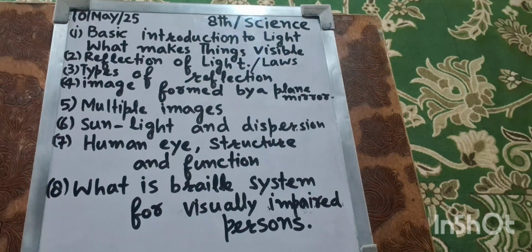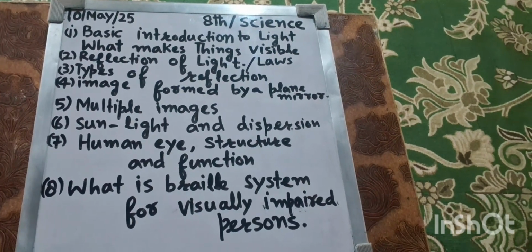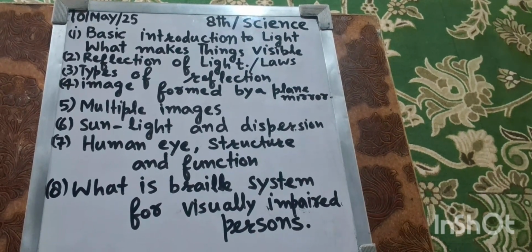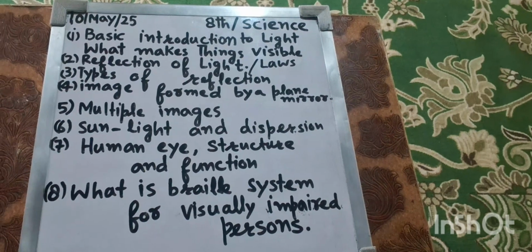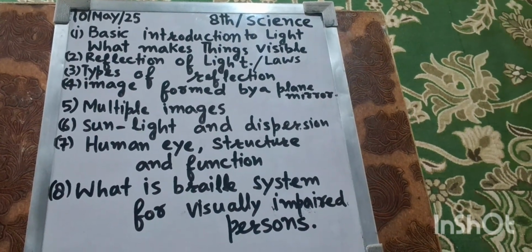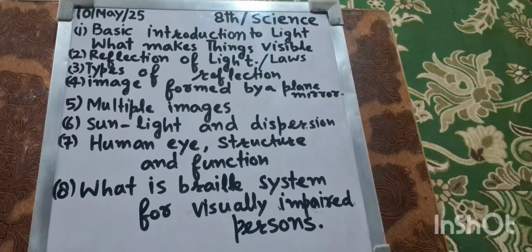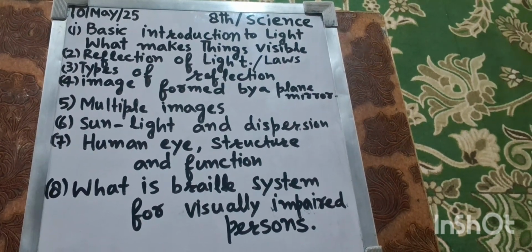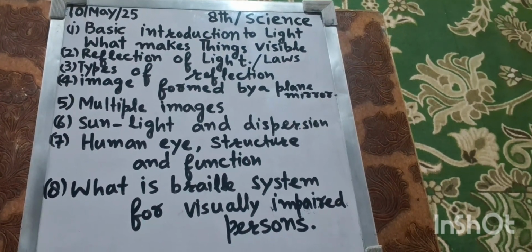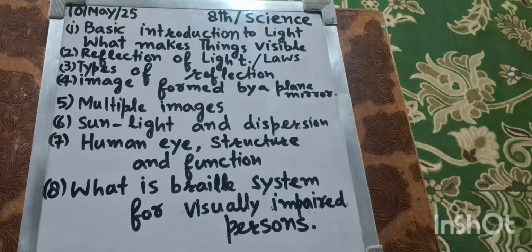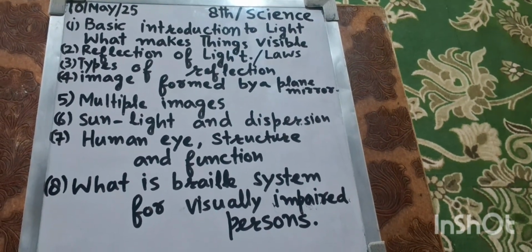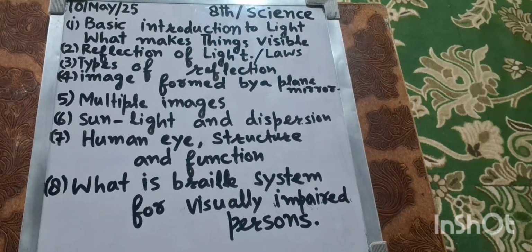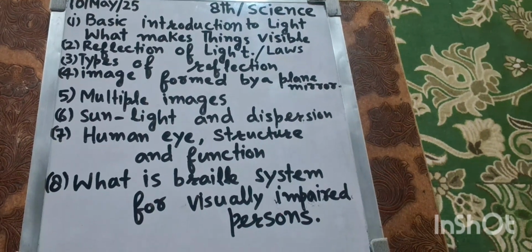Today we are going to start the third chapter of our science textbook, that is light. First, I will give an overview of all the topics that we have to cover in the chapter light. First, we will study what makes things visible. That is the basic introduction to light.